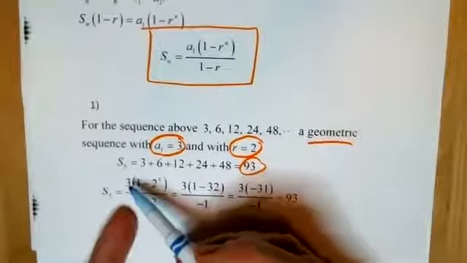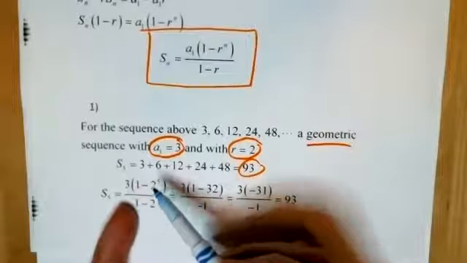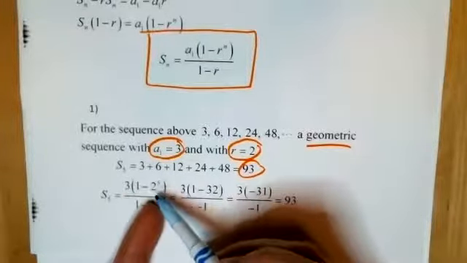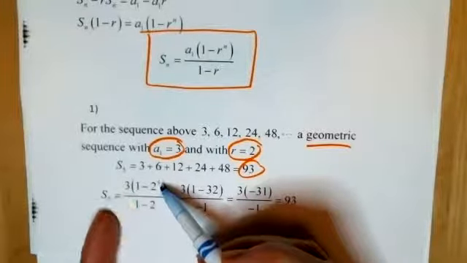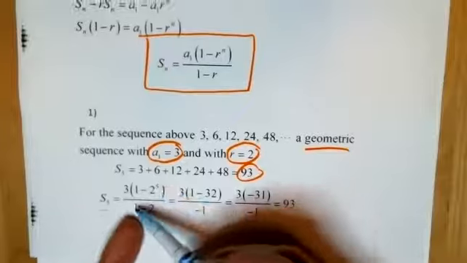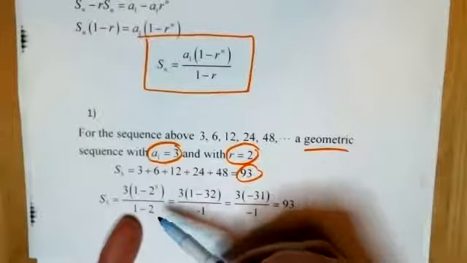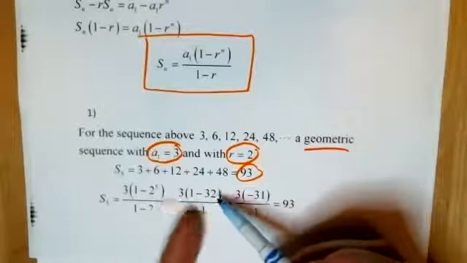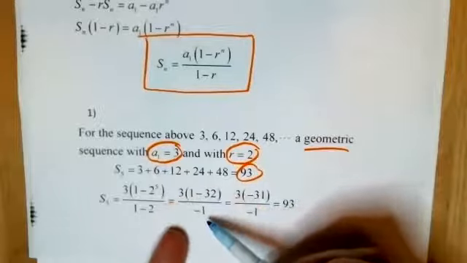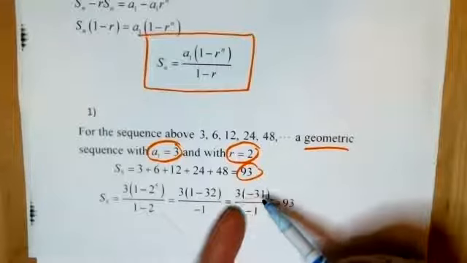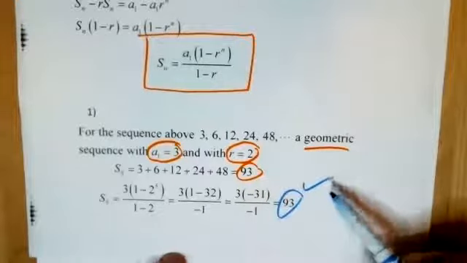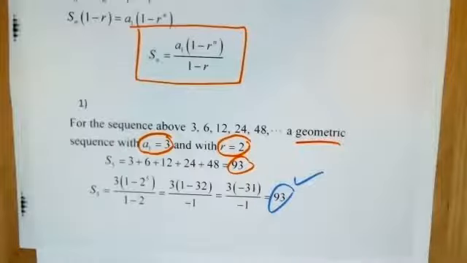We incorporate the first term, 3, and then times 1 minus the common ratio 2 to the 5th power, because n is 5, divided by 1 minus the common ratio 2. So we now have 3 times the quantity 1 minus 32 divided by negative 1. That's 3 times negative 31, which is negative 93, and then we divide by negative 1, and we get the 93.